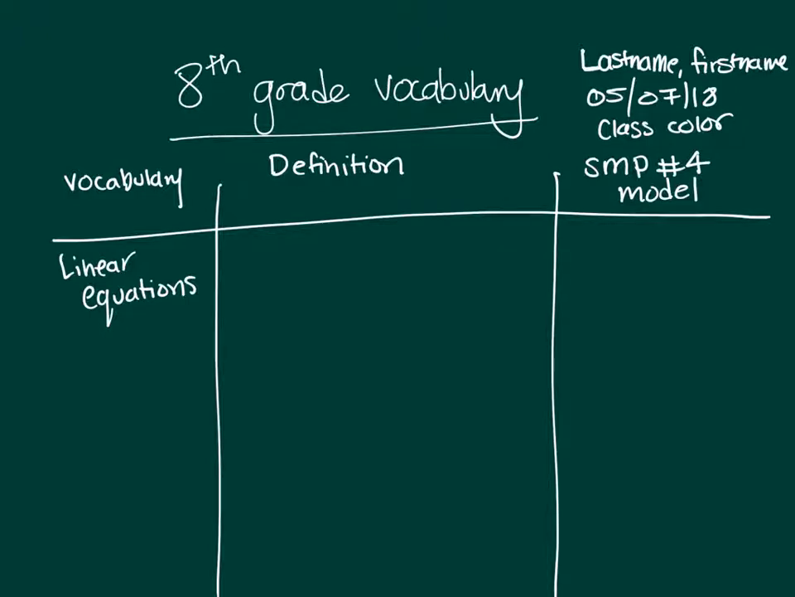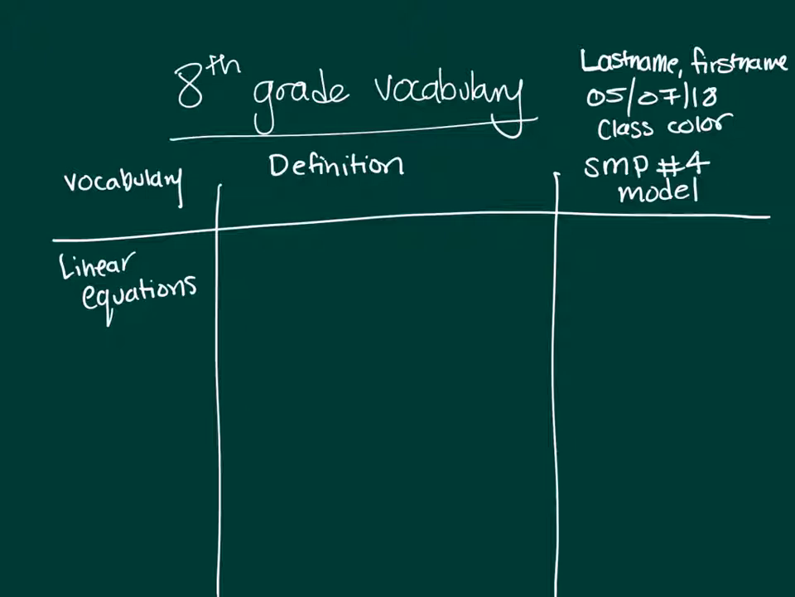Go ahead and split up your page in 3 sections. In the first section, we're going to be taking the vocabulary word or the term. In the middle column, we're going to be taking the definition. And on the third column, we will be drawing the SMP, having like so that we can have a model of some sort.